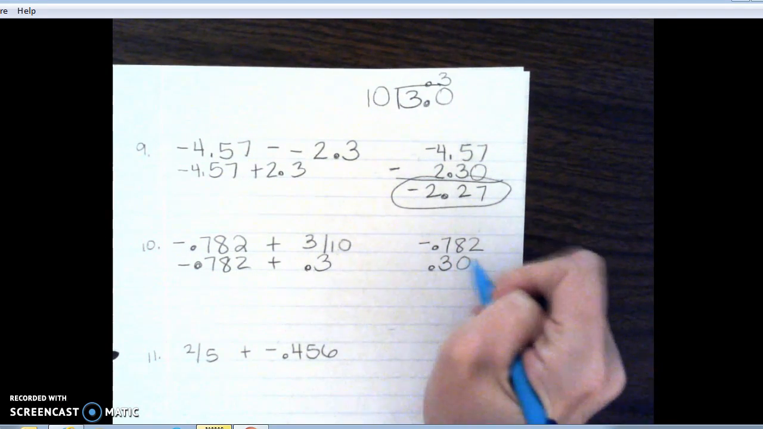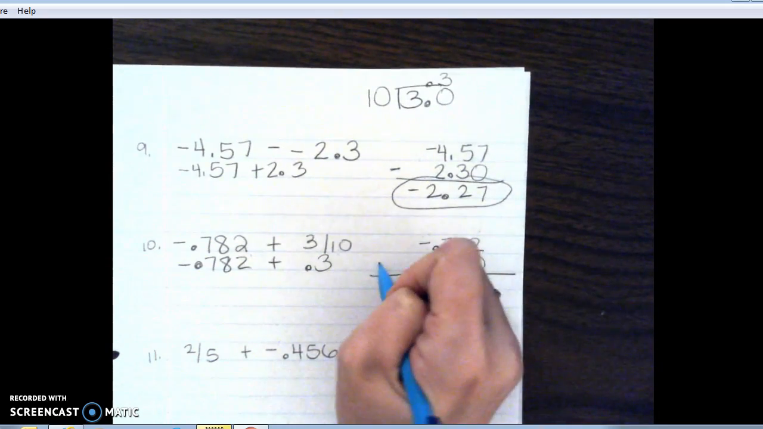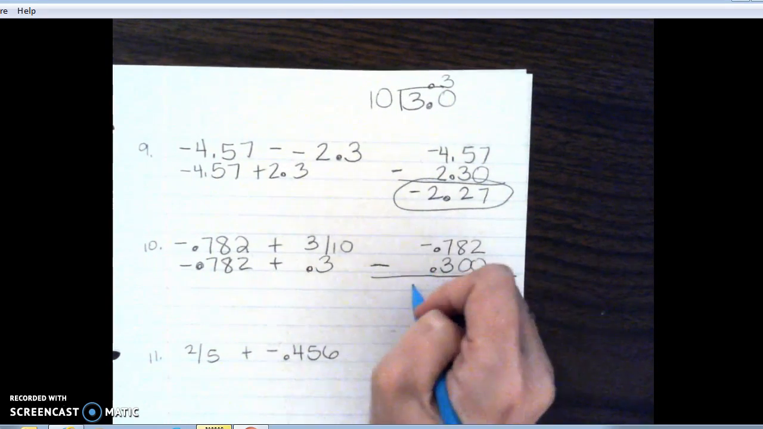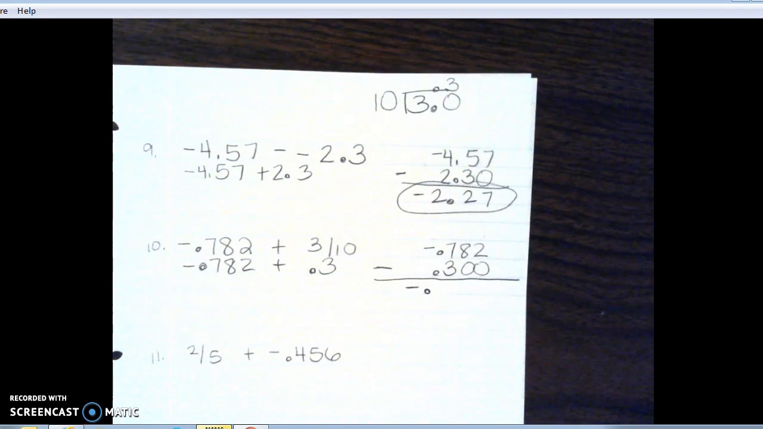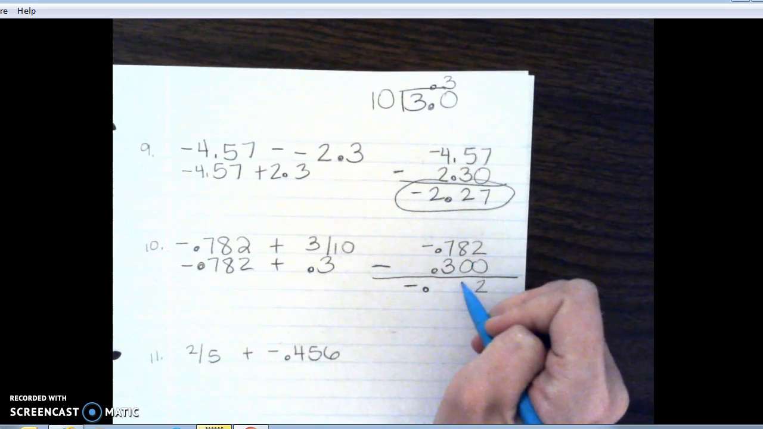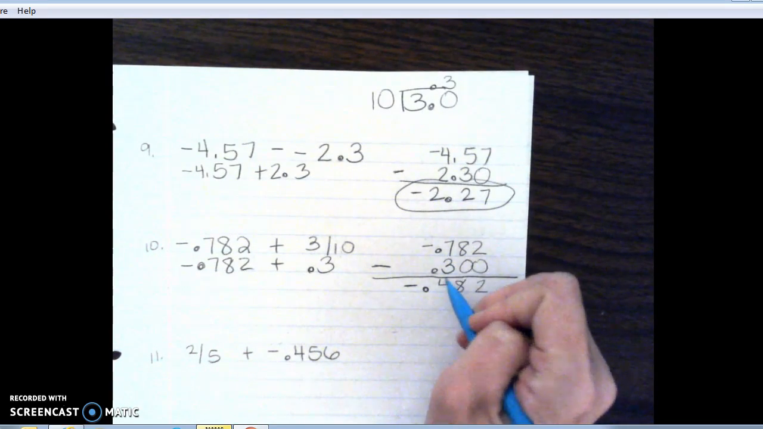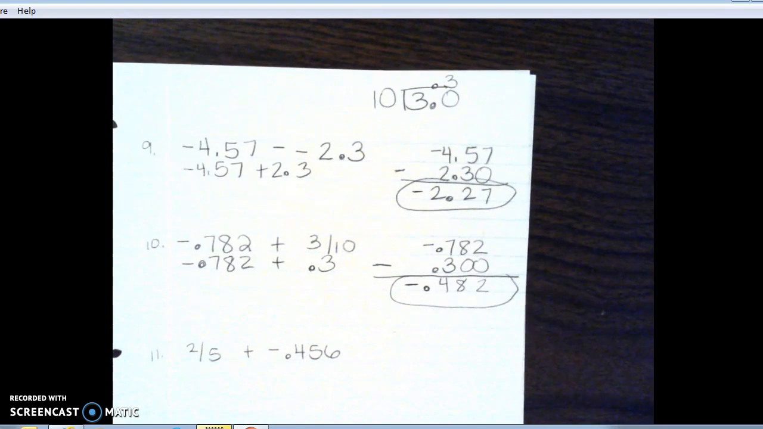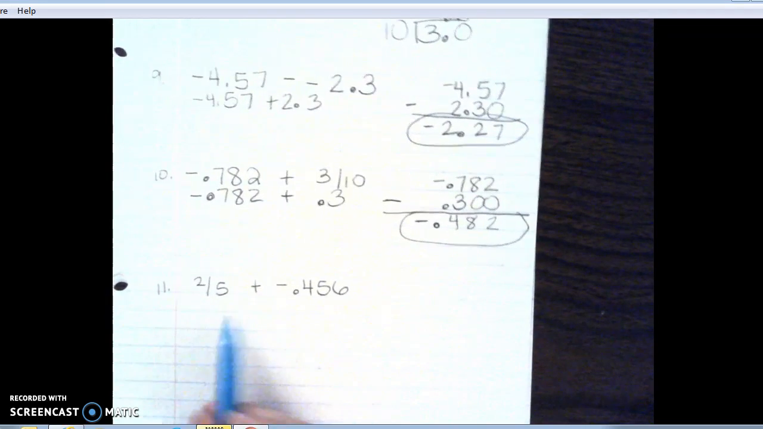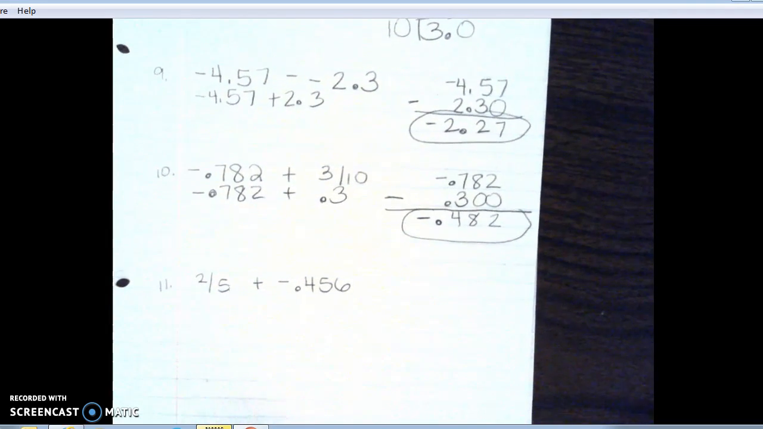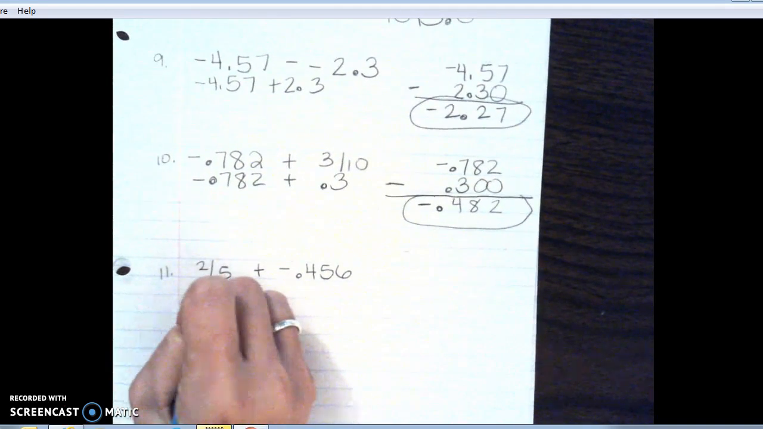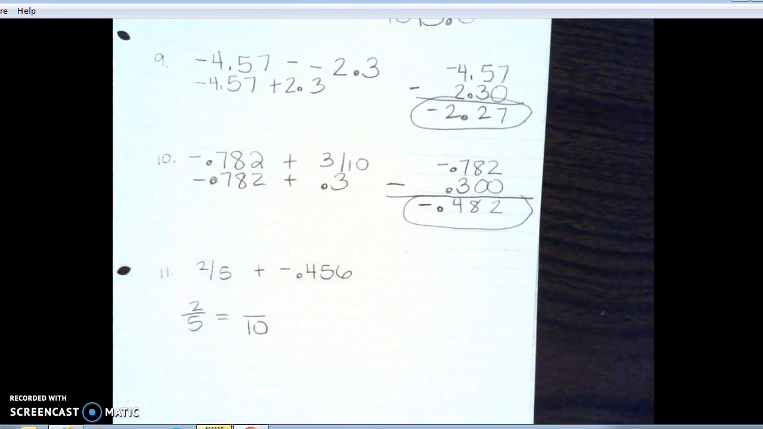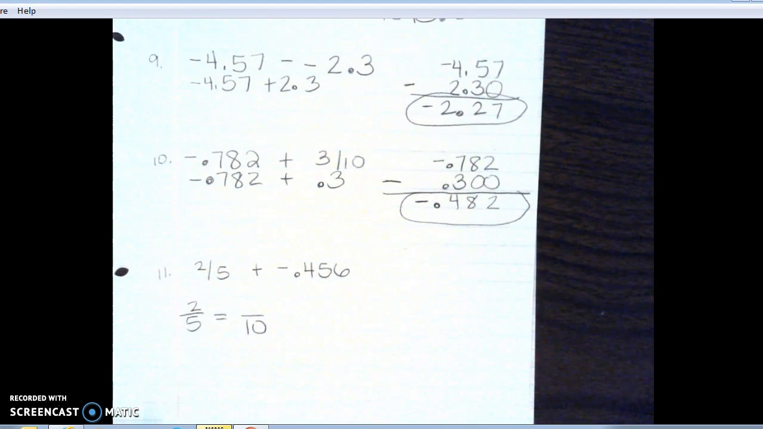Filling in the blanks with zeros, lining up my decimals. Bring down my negative sign and also bring down my decimal. 2 minus 0 is 2, 8 minus 0 is 8, 7 minus 3 is 4. So we should get negative 482 thousandths. And then the last problem, again, change them both to decimals. There's a couple different ways that you could do this. I could do 2/5 is the same thing as something over 10 because I want my tenths spot.